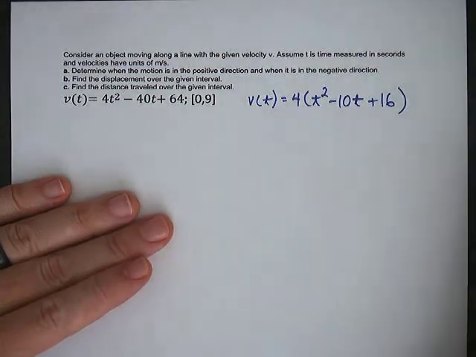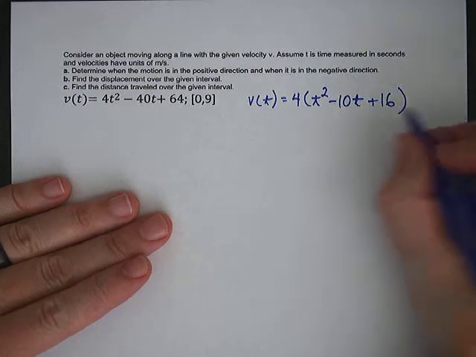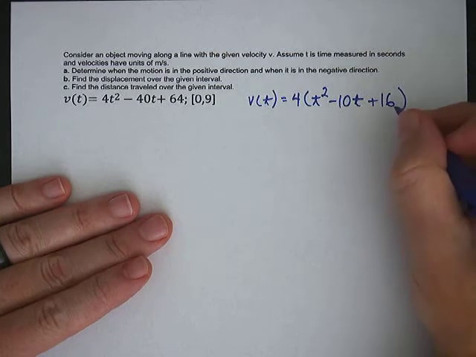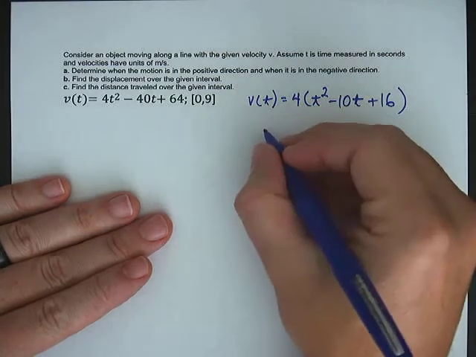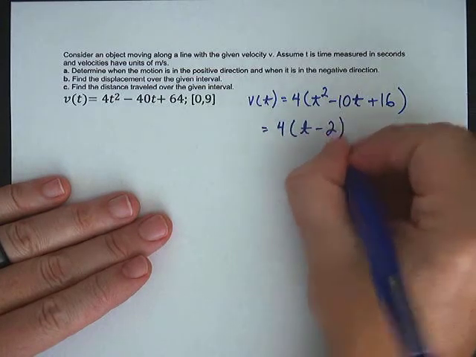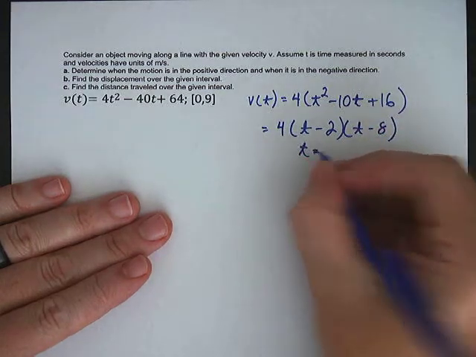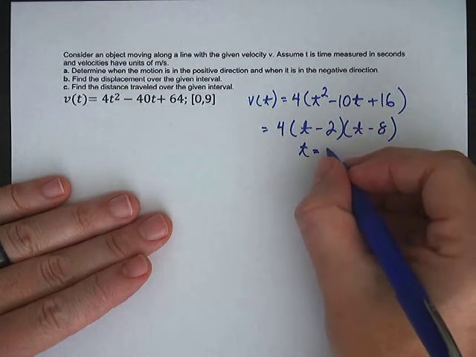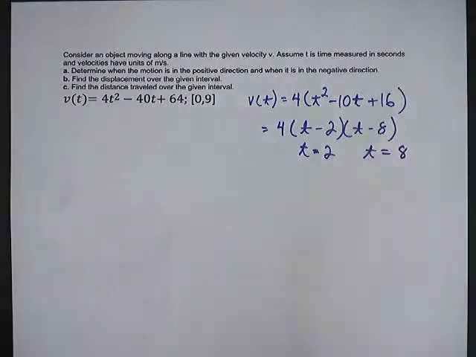And then we could factor this thing to see where the function is 0. So two things that multiply to get 16 but add to get 10, that would be negative 2, negative 8. So it equals 4 times (t minus 2) and (t minus 8). Okay, so that's going to give us times of 0 of 2 and 8. That's when this function is going to cross the t-axis, which at that point the velocity is 0.